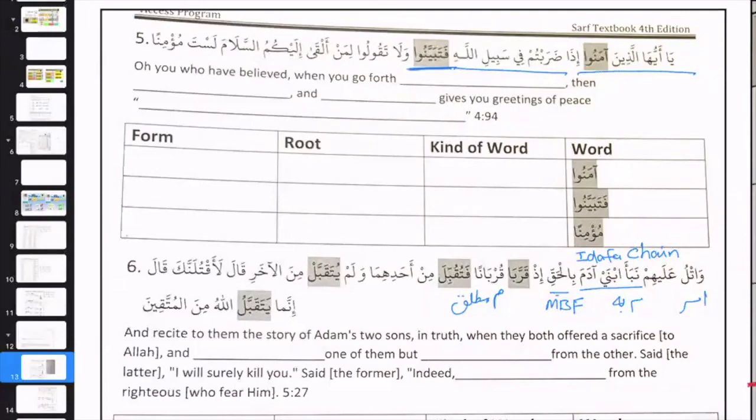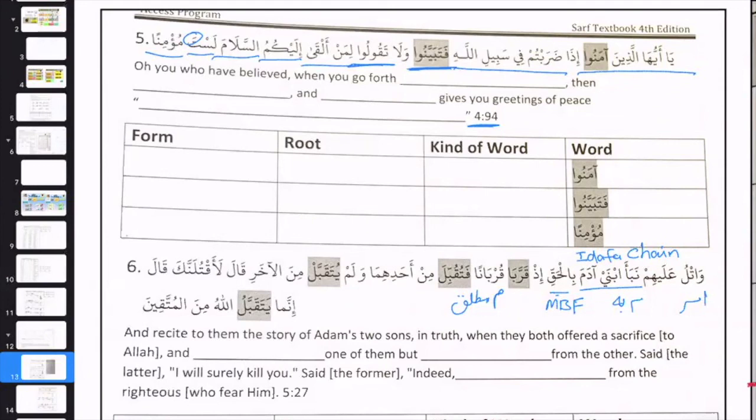Wala taqulu, and do not say liman alqa ilaykum as-salama, to whoever throws to you the greeting, lasta, that you are not, lasta. Okay, this is anta, lasta mu'minan, that you are not a believer. This is Surat An-Nisa, ayah number 94.